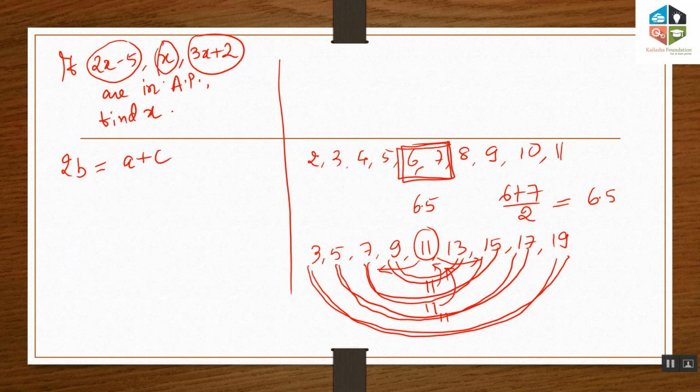What is 2B? 2 into B, that is 2x. A plus C. What is A? 2x minus 5. What is C? 3x plus 2.